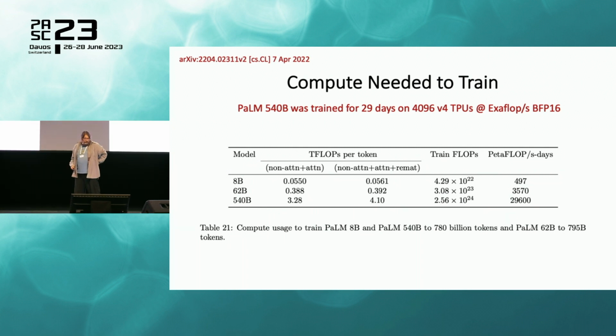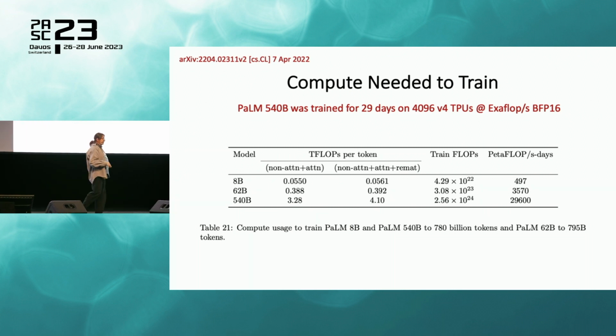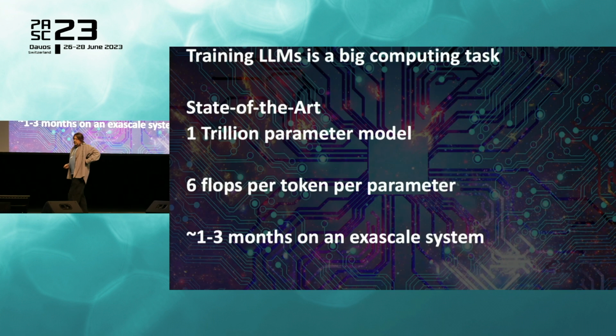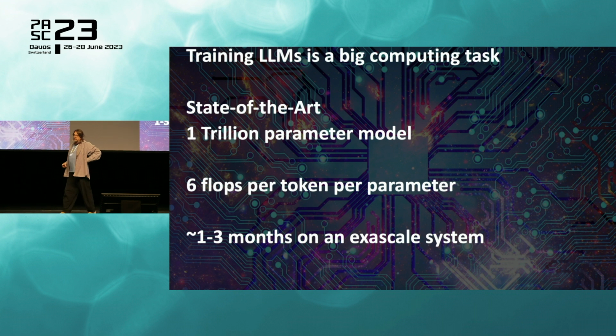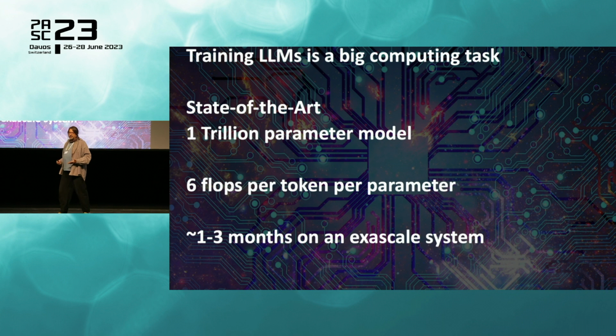One of the bigger models, PaLM, which is a Google model, about 500 billion parameters, was trained for 29 days on 4,000 TPUs. 4,000 TPUs sustains about an exaflop in BFP16. So you should be thinking that a trillion parameter model is probably on the order of a couple of months using an entire exascale machine, right? So these are models that are not going to be trained by one small research group. They're going to be trained by whole teams of people.